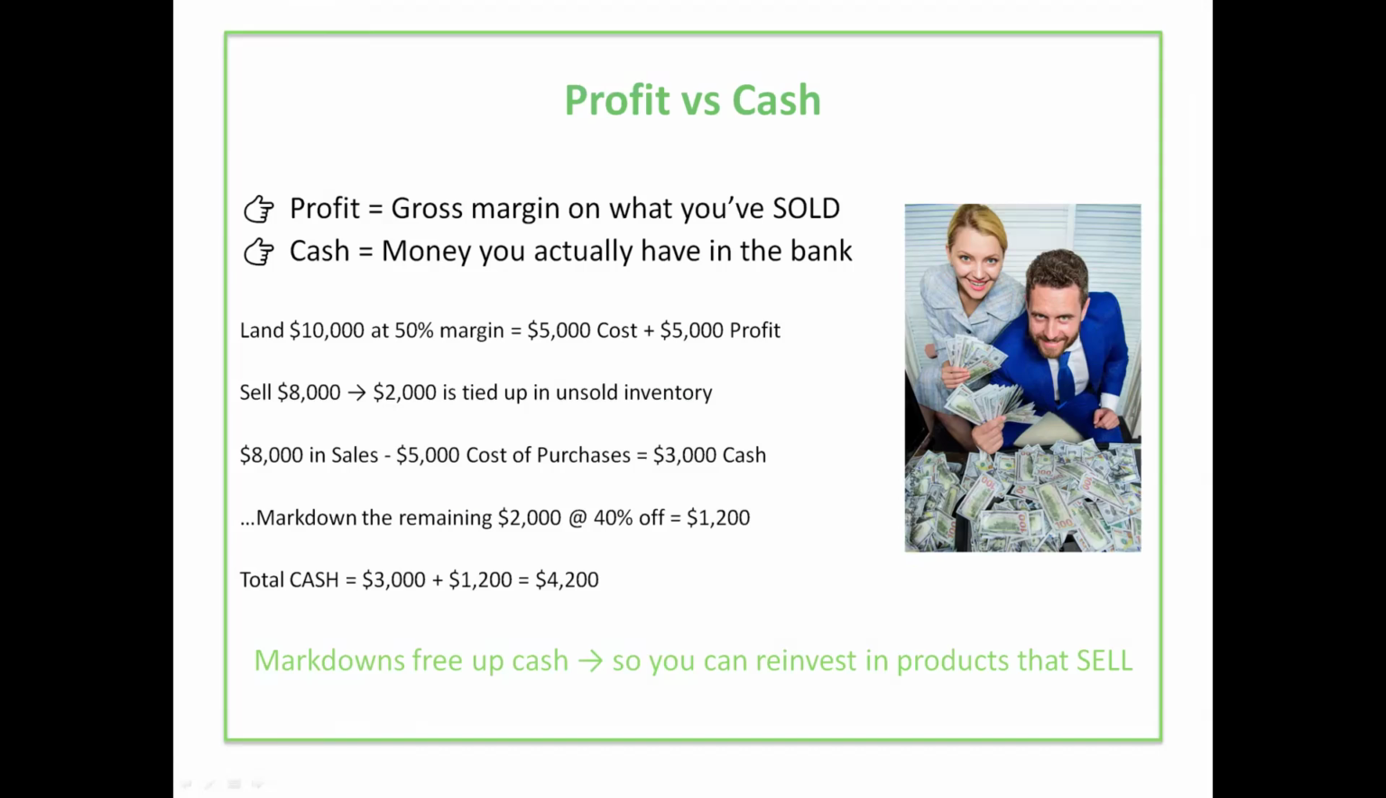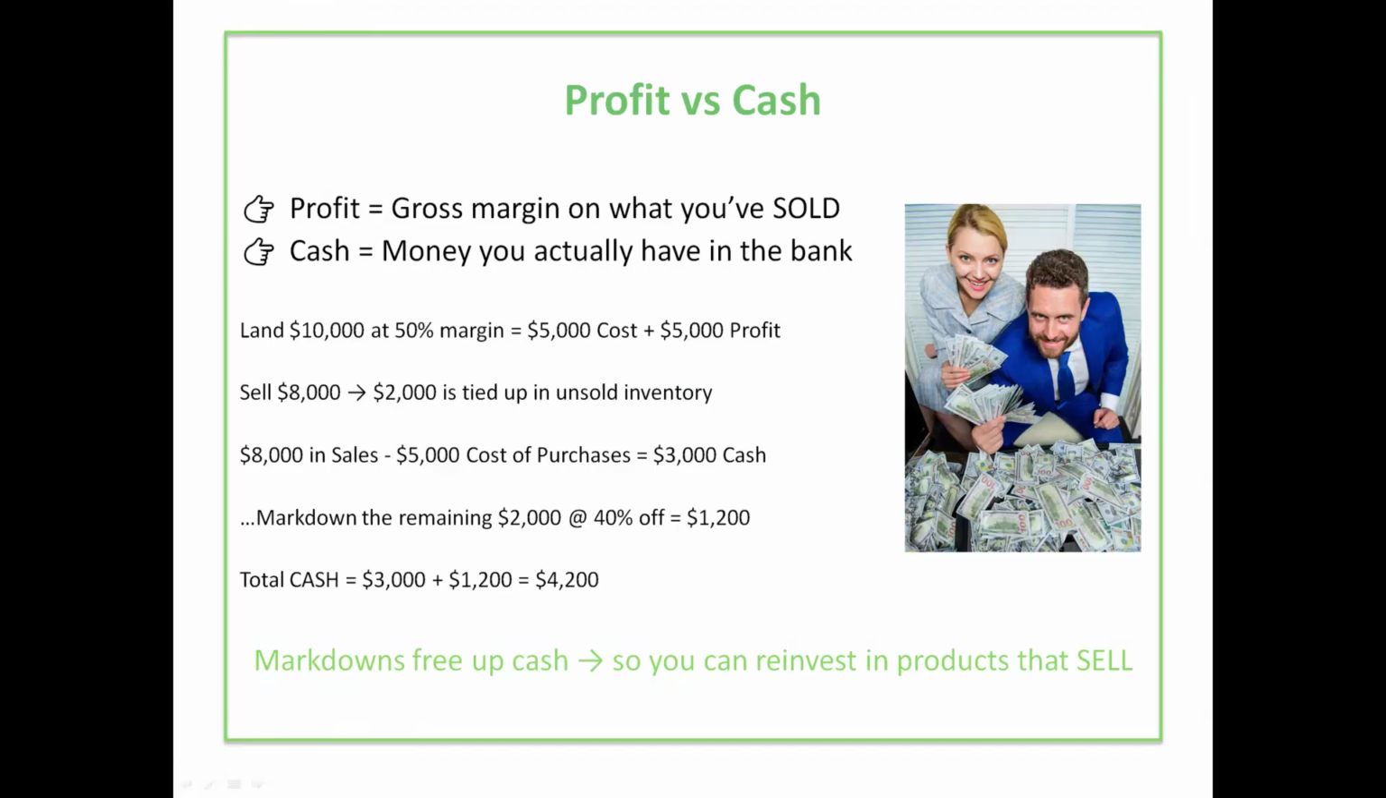So from this $10,000, we've sold 8 grand. Not a bad sell through, depending on the timeline that it took us to sell that $8,000. So $2,000 of that is tied up in unsold inventory. We take that $8,000 in sales, subtract $5,000, which is the cost of purchase, and we're left with $3,000 in cash. Cash, again, is the amount that's actually in our bank account.